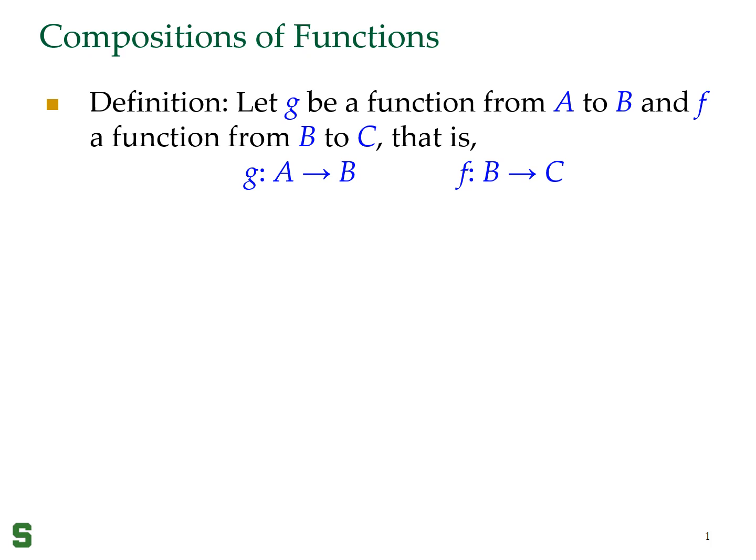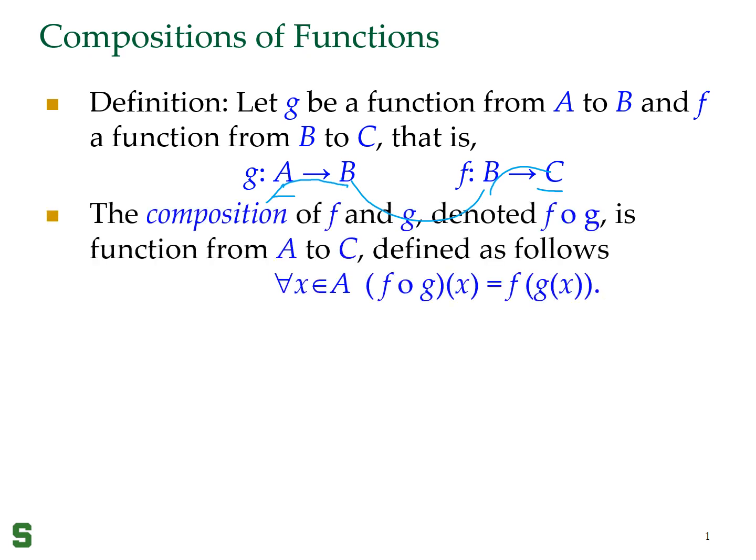This is a function from A to C, and the way we are going to get the value of the function is we are going to take the element in A, find where it maps to in B, then go over to f, look at that element that was obtained in B, and see where it goes in C. So for every element x in A, the function f composed with g of x is f of g of x. That means first apply g, then apply f.